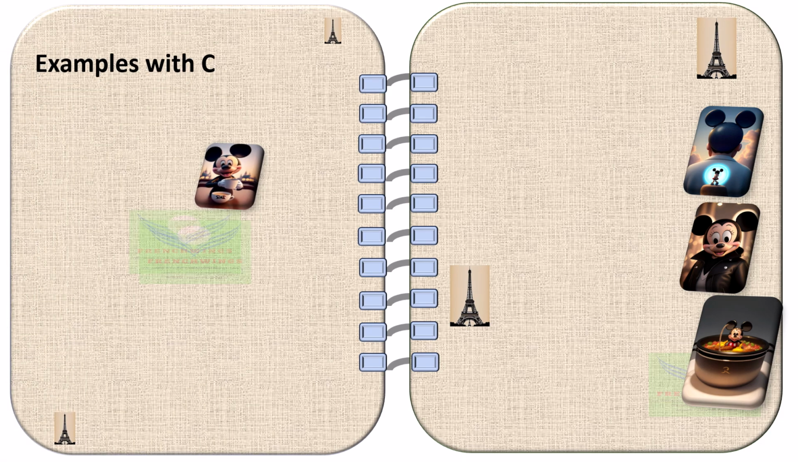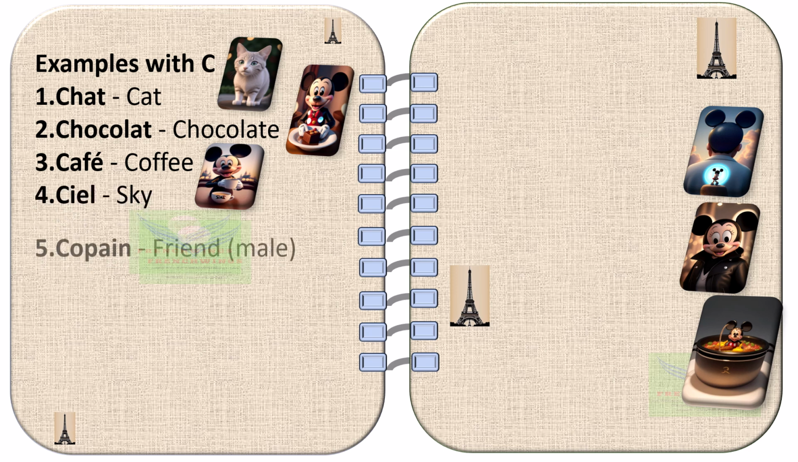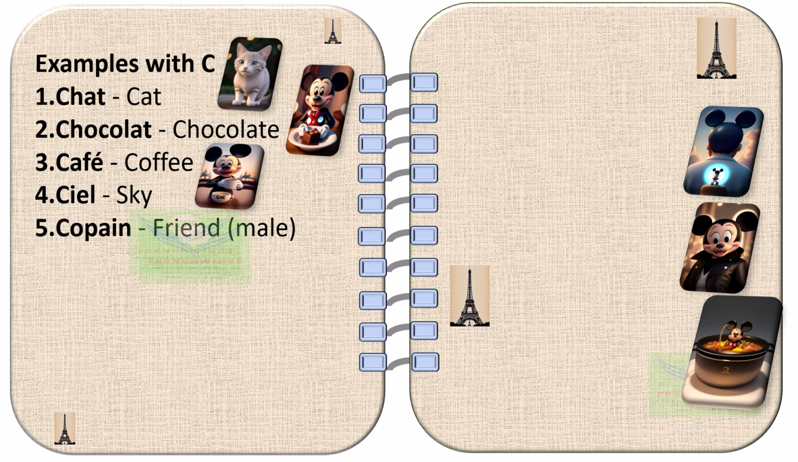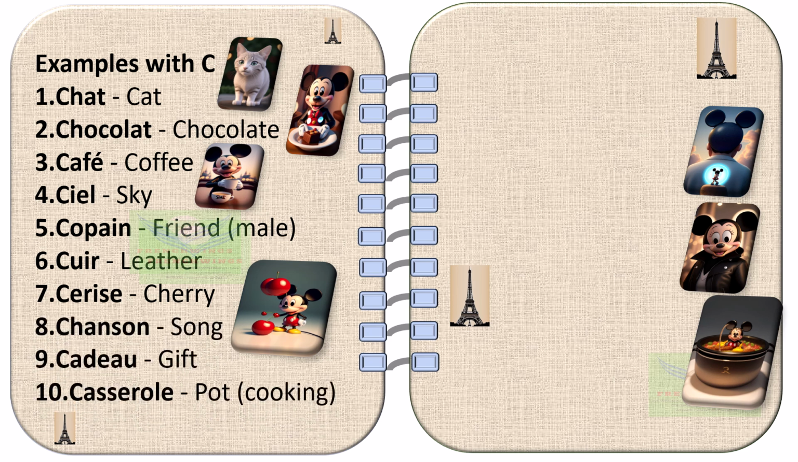I have some examples with C where you will observe the different sounds. First one is sha, second is chocolat, café, seal, copain, cuir, right? Because UI is we, cuir, cerise, chanson, cadeau, casserole, right?